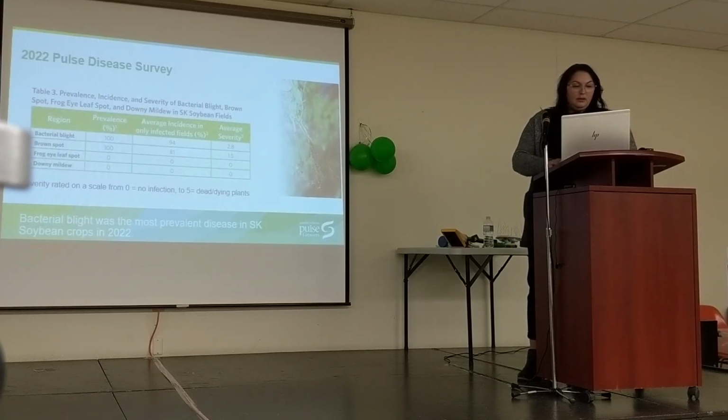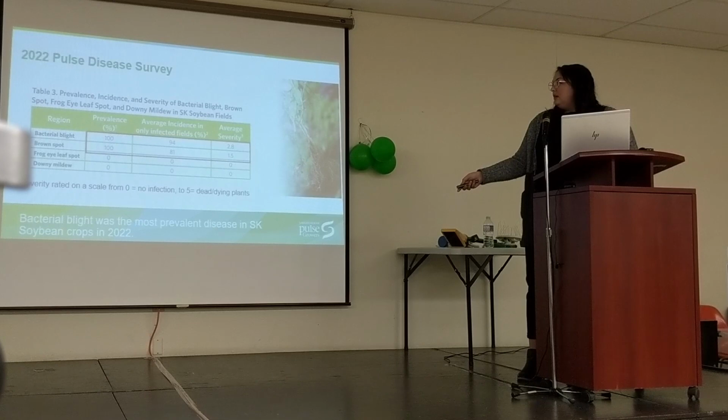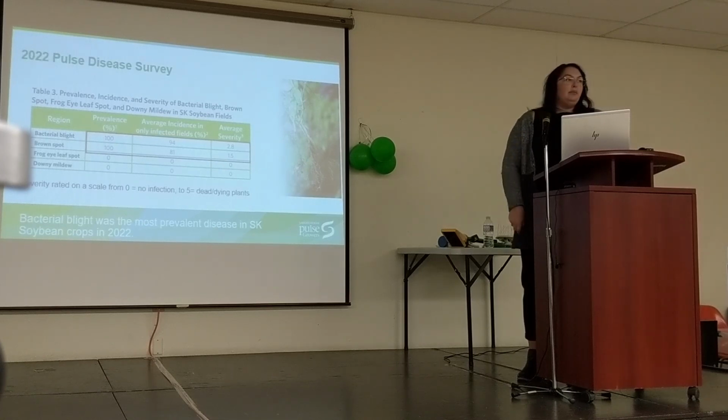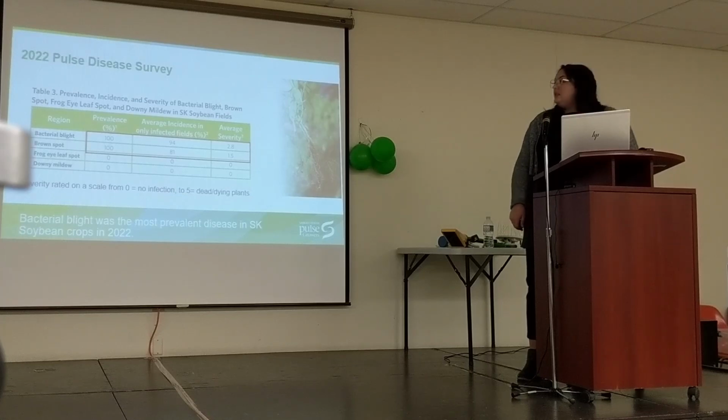Next, when we look at soybean disease incidence, we're looking at bacterial blight and brown spot. And so 100% of fields tested positive for both of these diseases. And in soybeans for bacterial blight, 94% incidence. So out of the plants that were sampled, 94% of them tested positive for bacterial blight, and an average severity of 2.8.